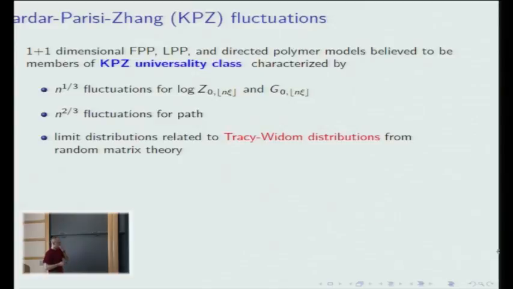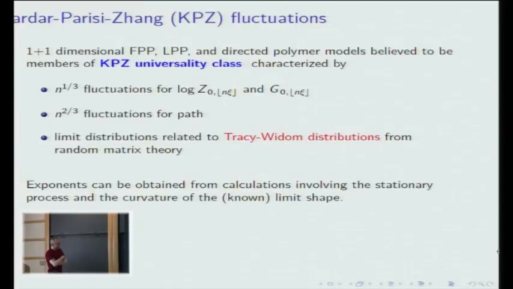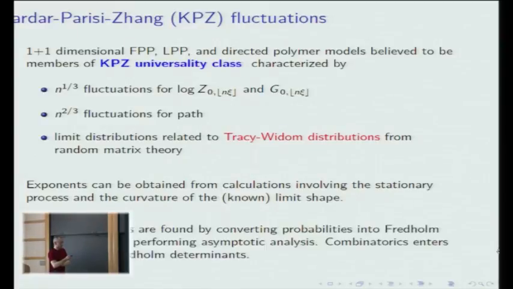So we've heard now what the KPZ class is like, right? It's characterized by fluctuation exponents, 1/3 if you look at the log Z or the time constant of percolation, and 2/3 if you look at paths, and limit distributions come from random matrix theory. The considerations I've been talking about here, working with the stationary process, are good enough to give the exponents, but not good enough to give limit distributions. To get limit distributions, you need something a lot heftier, like what Ivan was showing us today.